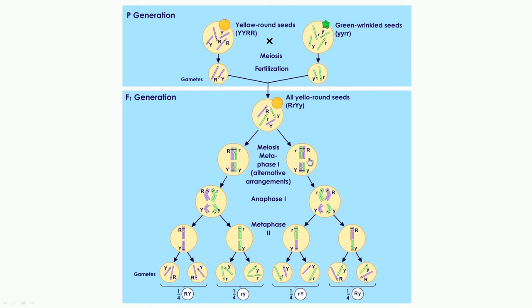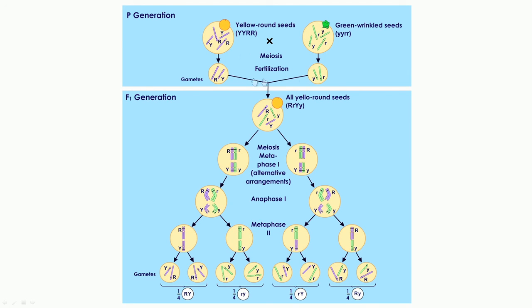Okay. Alternatively, if the arrangement is like this, small r, capital Y, capital R, small y, then during anaphase they segregate out, resulting in small r, capital Y, capital R, small y, and small r, capital Y, small r, capital Y here, capital R, small y here. Therefore, 1/4, 2 out of 8, is capital R, capital Y, 1/4 is small r, small y, 1/4 is small r, capital Y, and 1/4 is capital R, small y.